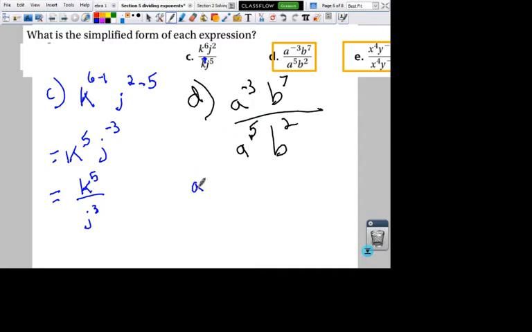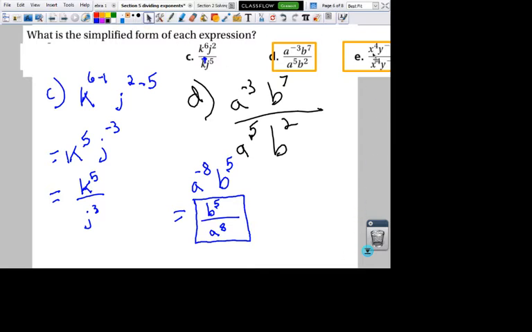Alright, so when we go through these, we gotta watch out. I have A, what's negative 3 minus 5? Negative 8. And then I have B, that's 7 minus 2, which is 5. But I'm not quite done because I gotta get rid of this negative. So my B to the 5 is gonna stay on top. A to the 8 is gonna move to the bottom. I keep forgetting it's 15 times.